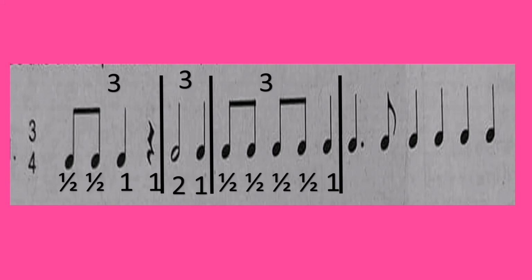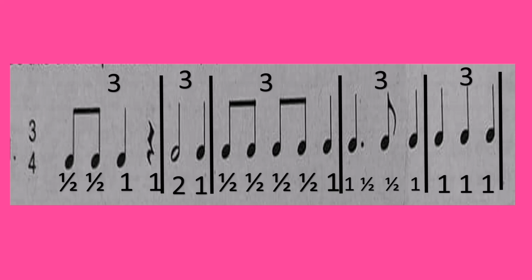The next one is a dotted quarter note. Do you know the value of a dotted quarter note? The value is 1 and 1 half, plus the 8th note 1 half, plus the quarter note 1. We have 3 beats per measure. And lastly, we have 3 quarter notes. 1 plus 1 plus 1 beat equals 3 beats per measure. It is the last part, so we can put a double bar line to indicate that this is the end.